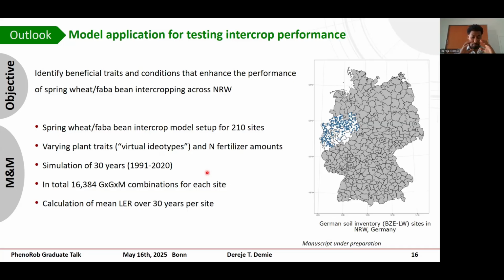And this combination resulted in 16,384 genotype by management combinations for each site. So each plant trait has 4 levels for each species and 4 levels of nitrogen for spring wheat. This resulted in 16,384 unique combinations. And then for each of the 200 locations, this is around 3 million data points. And then we calculated the mean land equivalent ratio over the 30 years for further analysis.